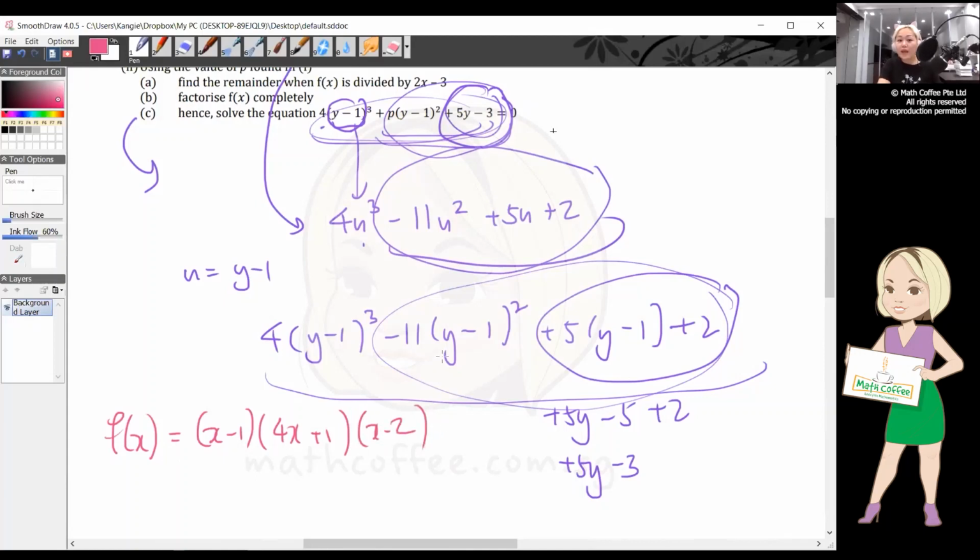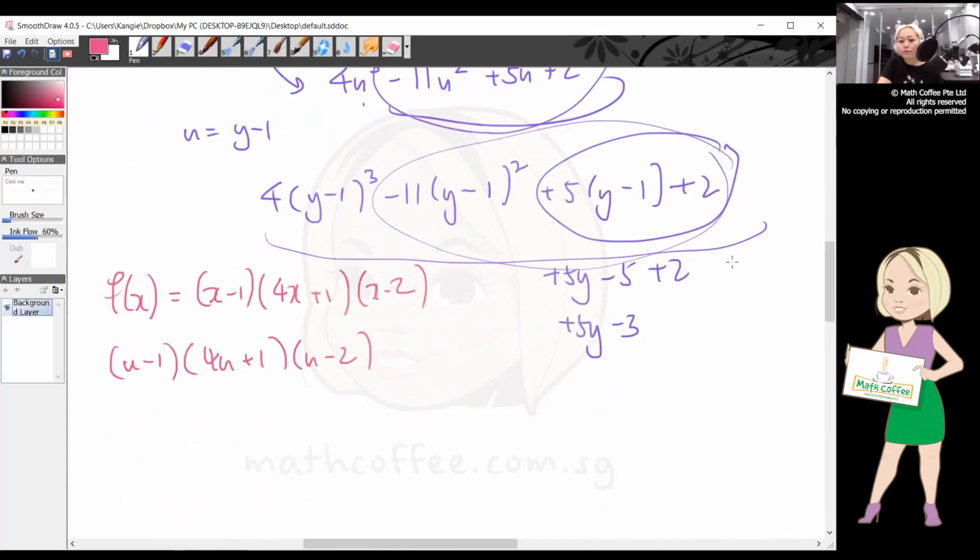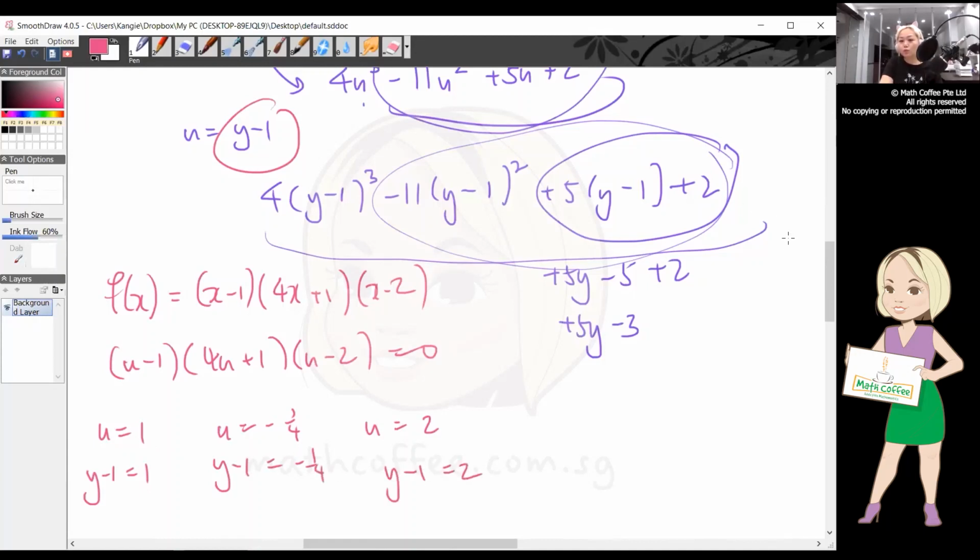So just now we have this one. And it means that it will be the same as (u minus 1)(4u plus 1)(u minus 2) equals to 0. You understand? Because we already proved that it's actually the same equation. It's just that we change the u to become y minus 1. So for solving this equation, you will know u equals 1, u equals minus 1/4, u equals 2. But please remember to pull back the y minus 1. So it's supposed to be y minus 1 equals 1, y minus 1 equals negative 1/4, and y minus 1 equals 2.